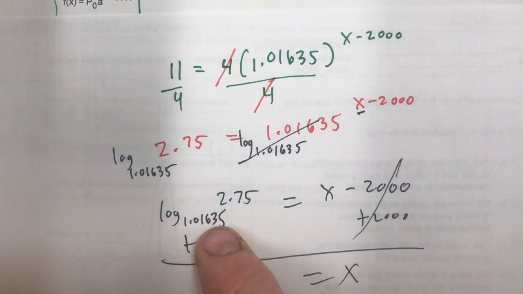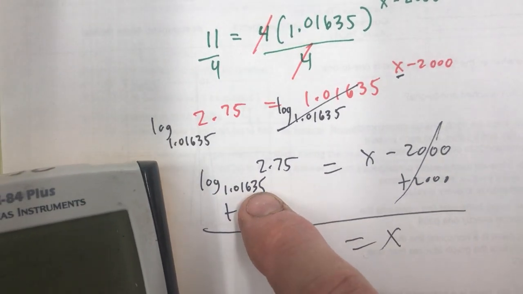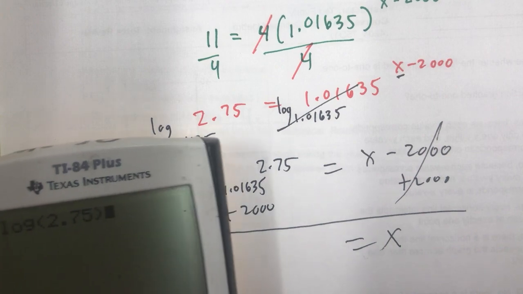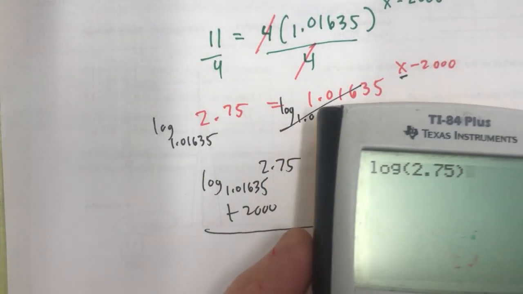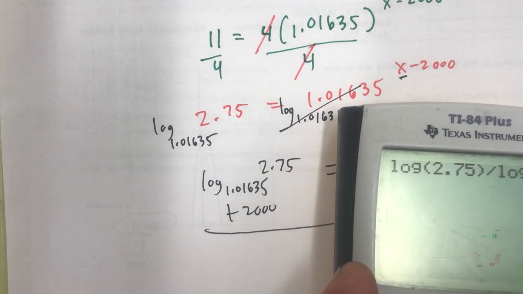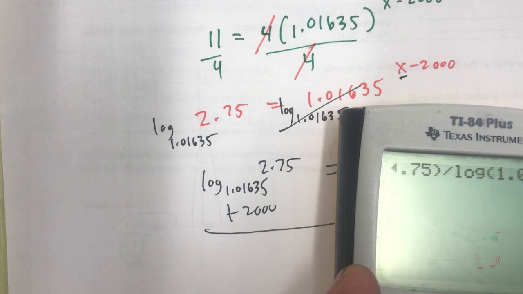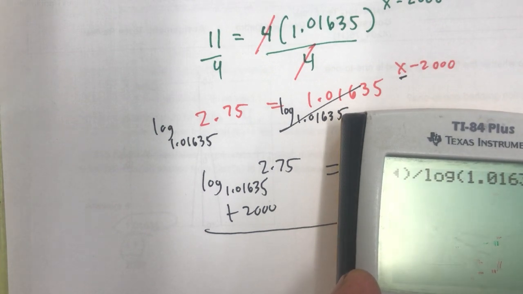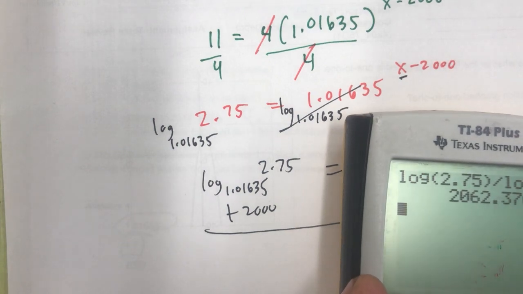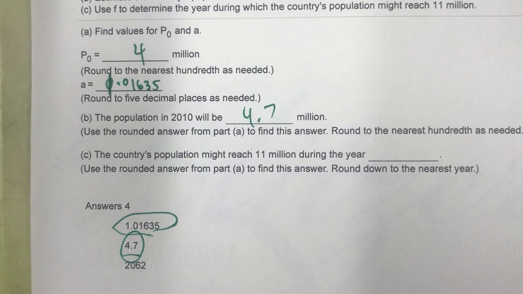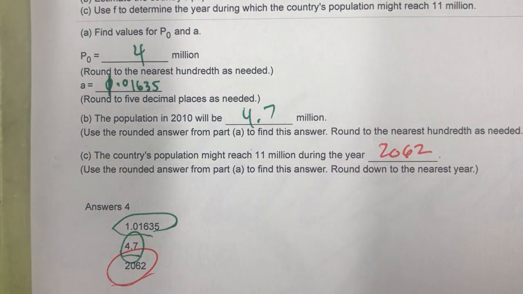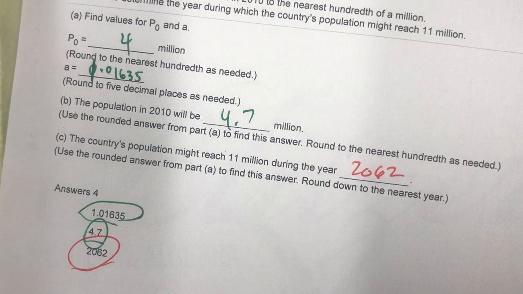All right, so remember when you do logs like this, we hadn't done these for a while. I'm going to do log 2.75, and I'm going to close it up. I'm going to divide by log of the base, which is 1.01635. Then I'm going to add 2000. 2062. That's what year, and you see the answer down there, we're good. That's what year the population would get to 11 million.